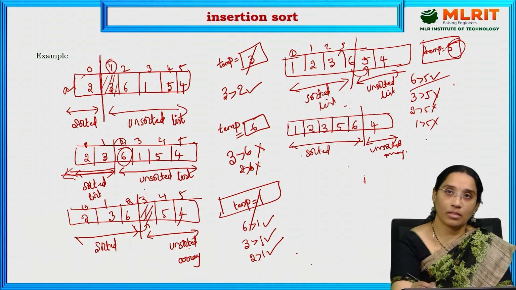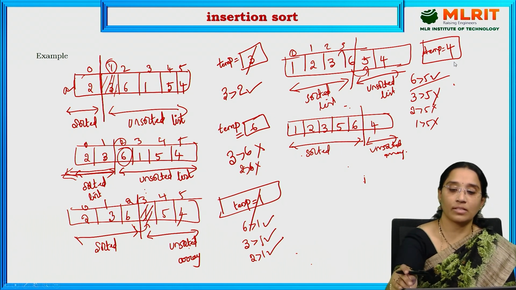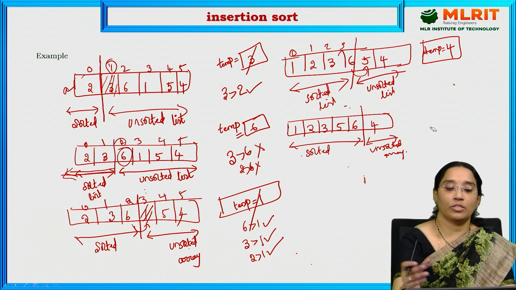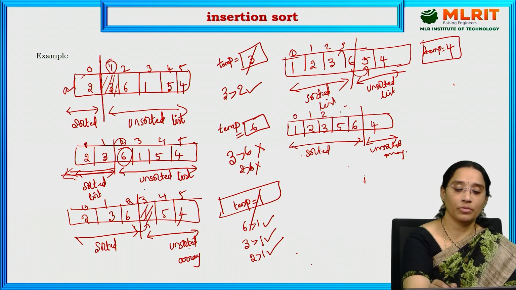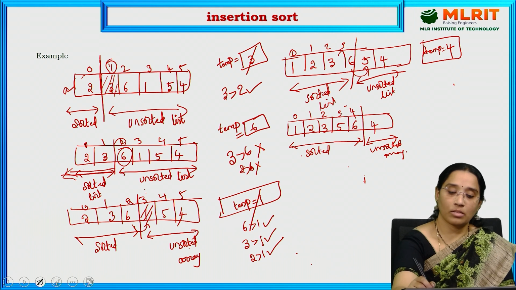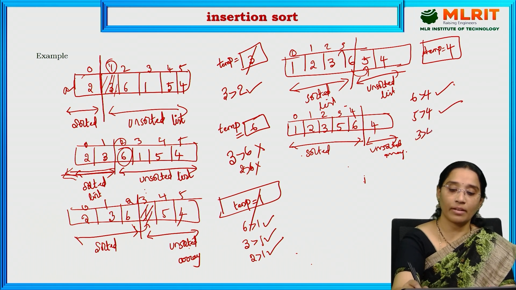Next, the element that is placed in the temp is 4. Now 4 is placed in the temp. After this, let's check indexes 0, 1, 2, 3 and 4. 6 starts comparing with index 4. 6 greater than 4, true. 5 greater than 4, true. 3 greater than 4, false. 2 greater than 4, obviously false. 1 greater than 4, again false.